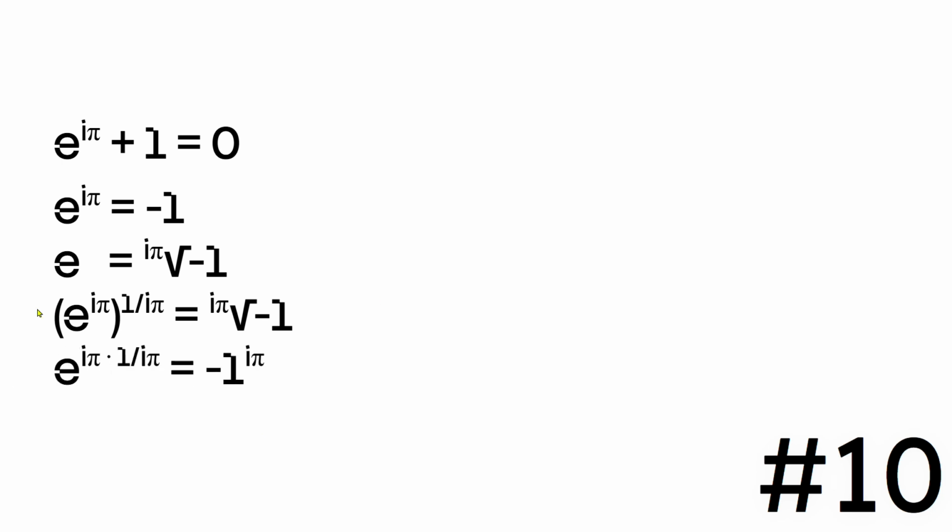Using our power rules, we can determine that e to the power of 1, or i pi multiplied by the reciprocal of i pi, equals negative 1 to the power of i multiplied by pi. This results in e to the power of 1 equals e, which is true. Finally, we get e equals e, which is another true statement.